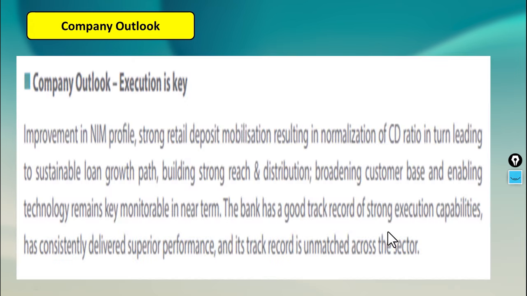Then comes the company outlook. For the company outlook, what is the main thing? Here the company execution is the thing. Company ka kaisa outlook dikh raha hai? Again, here you can see how the company is going to perform. That is what the research analyst will give you in much more detail, what they think about the company's outlook in future, and what are the areas where the company is going to focus more from here.